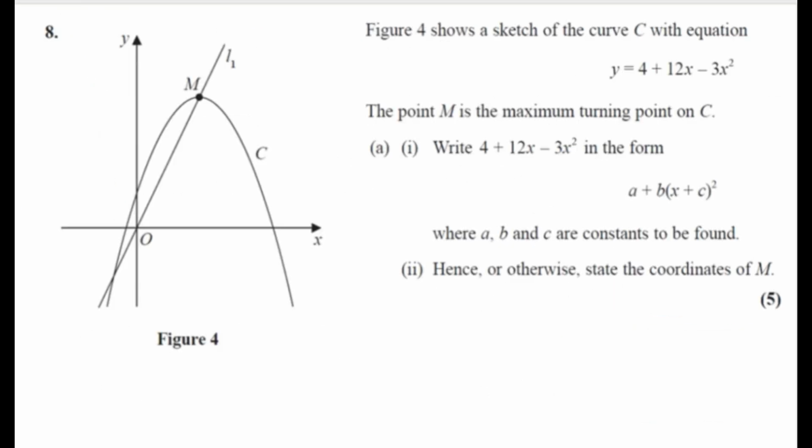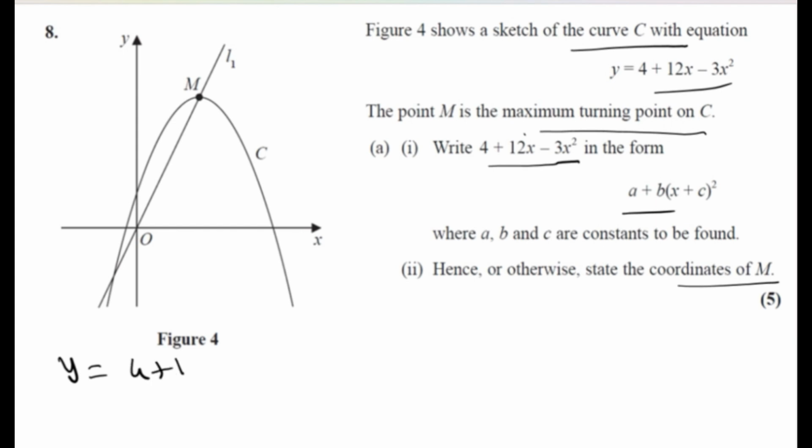Move to the next question. In this question, we have a curve C and this is the equation of curve C. The point M is the maximum turning point of C. As you can see, this is the maximum point. You have to rewrite this equation in this form, meaning completed square, and then we have to find the coordinates of M, the turning point. Okay, start. So y = 4 + 12x − 3x². Now when we have a negative function, we always have to rearrange it first. So −3x² + 12x + 4.